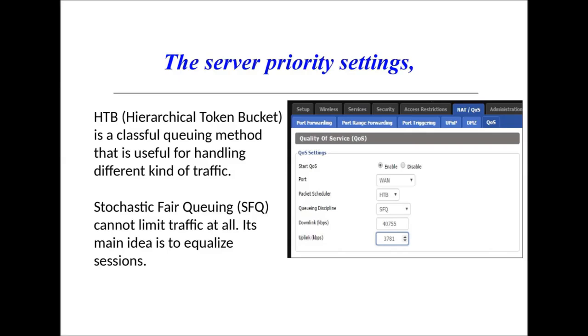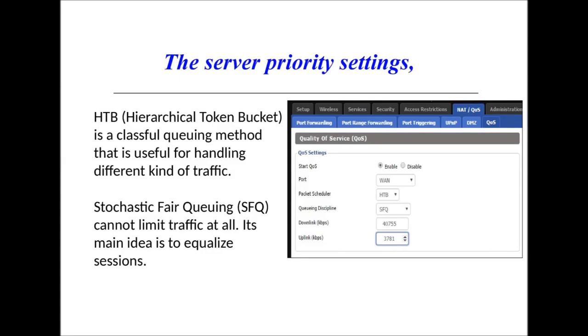So in the diagram you can see different parameters. I am going to discuss these parameters. The first one is start quality of service, enable or disable. If you enable it, basically this is a server side setting. If the network administrator enables start quality of service, then there are other parameters. Port, this port may be of WAN or LAN.